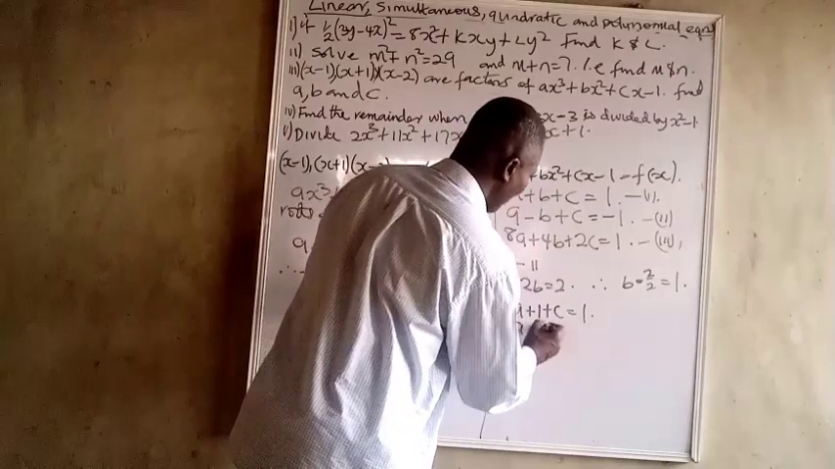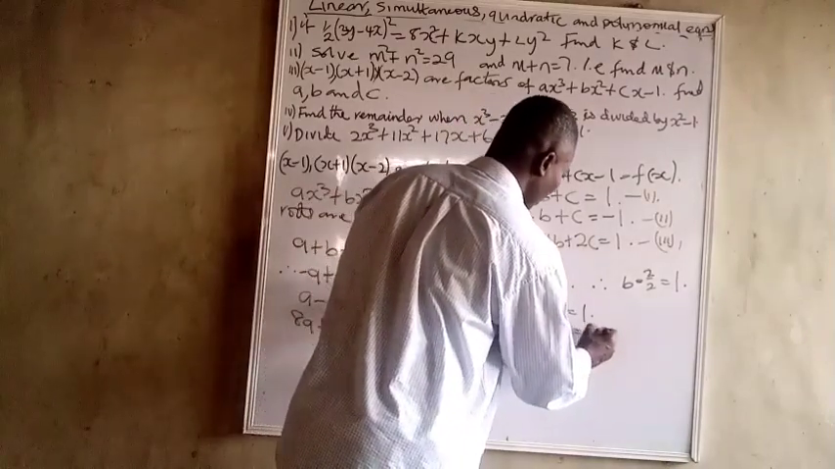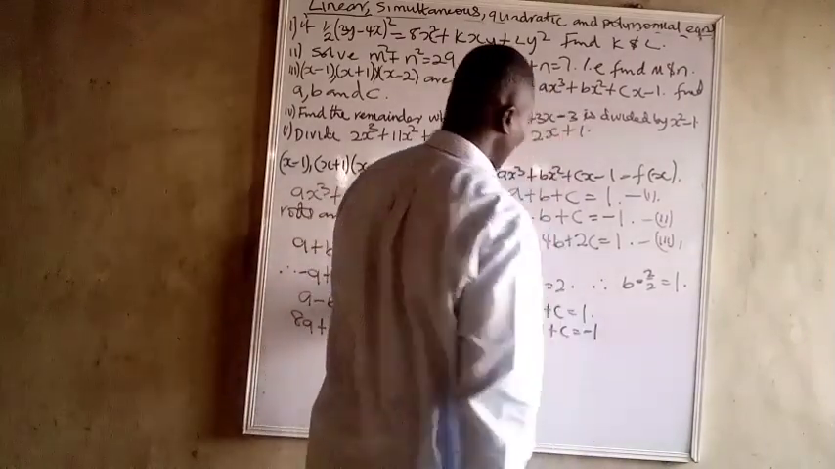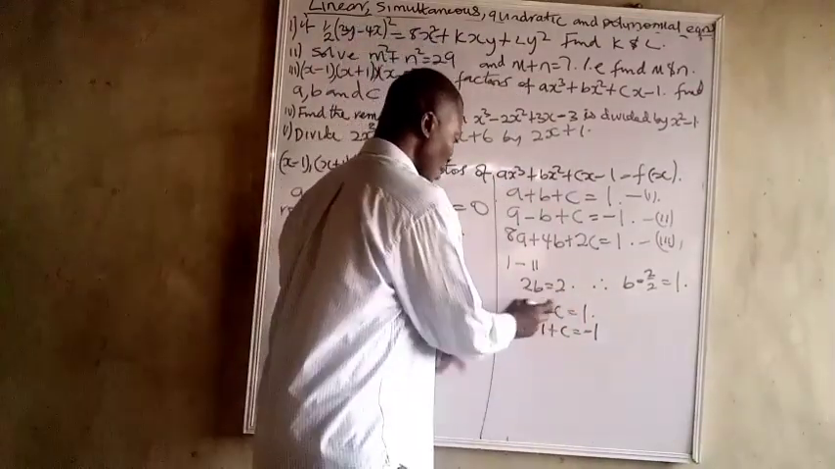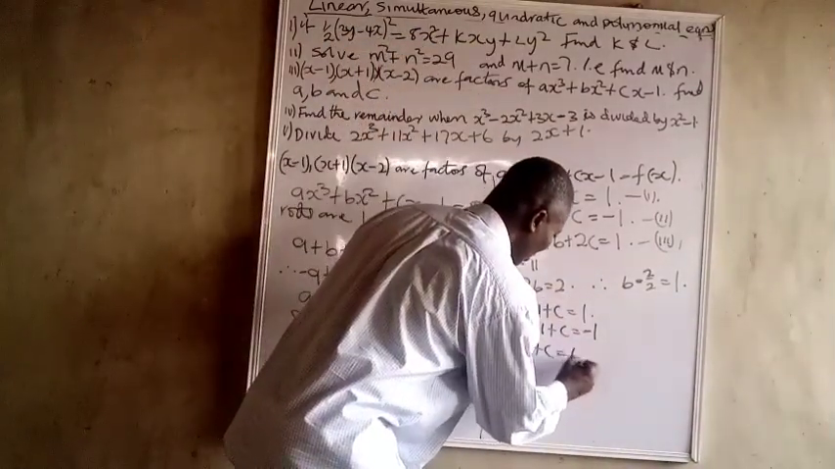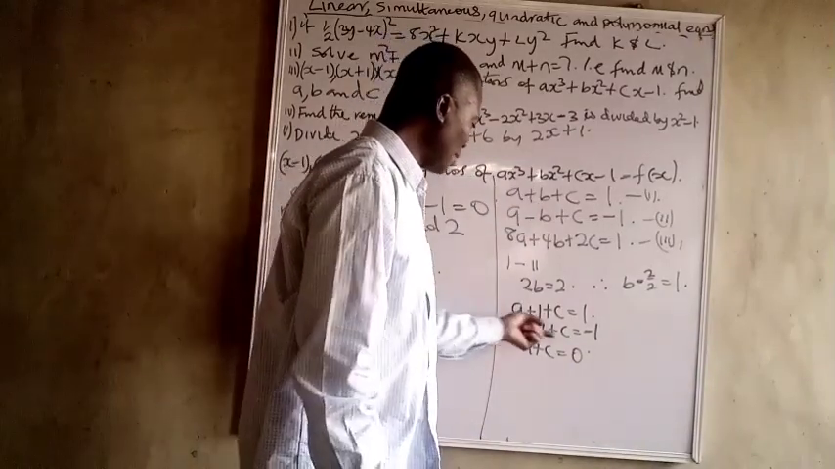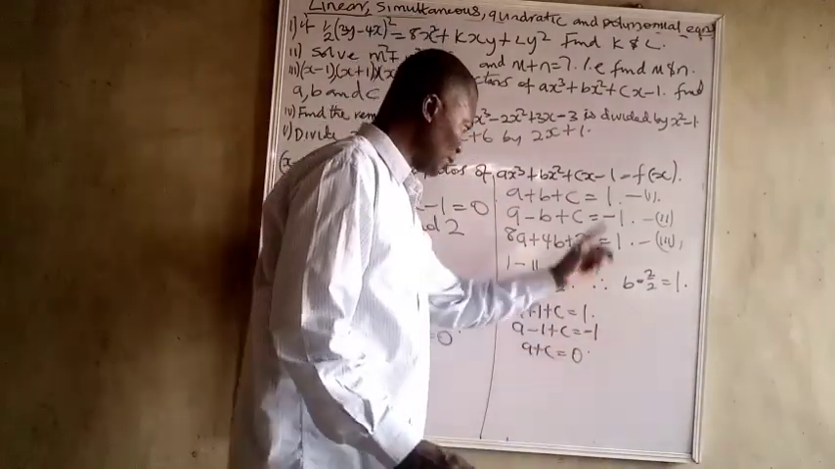A minus 1 plus c is equal to minus 1. So what does this give me? It means that a plus c will be equal to 0. And in the same instance here, that's what it gives me. A plus c is equal to 0.